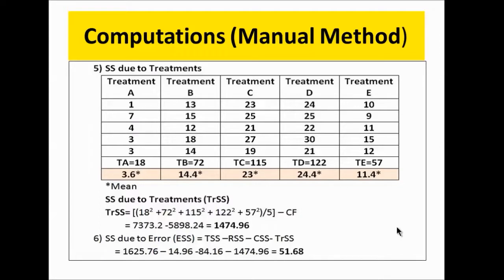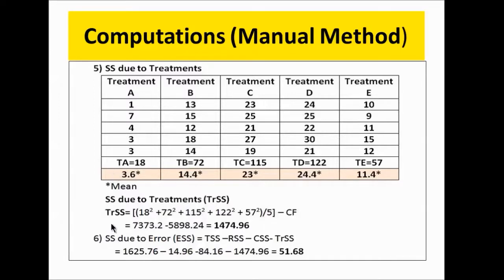But before we go to ANOVA, we have to sum up all the values for treatment A, B, C, D, and E. These are the totals. So the total of treatment A is 10, B 72, 115 for C, 120 for D, and 57 for E. When we divide the total by 5, we obtain these treatment means at the bottom.